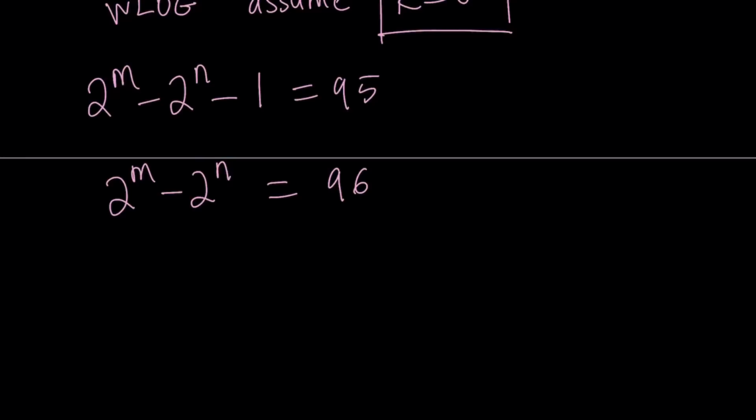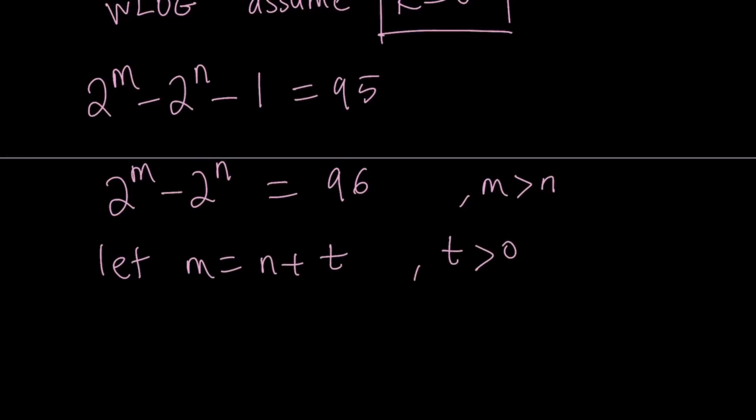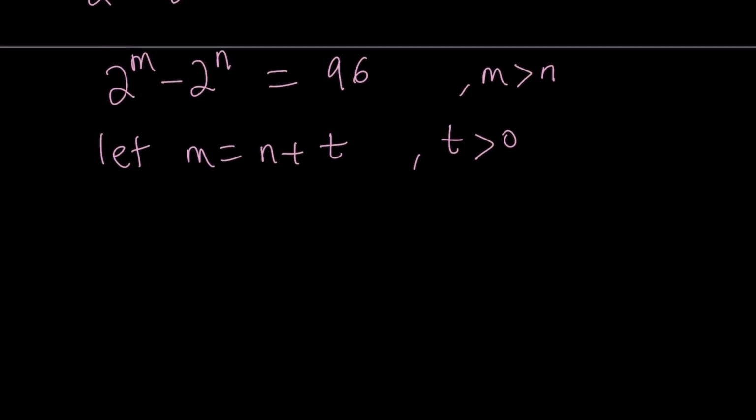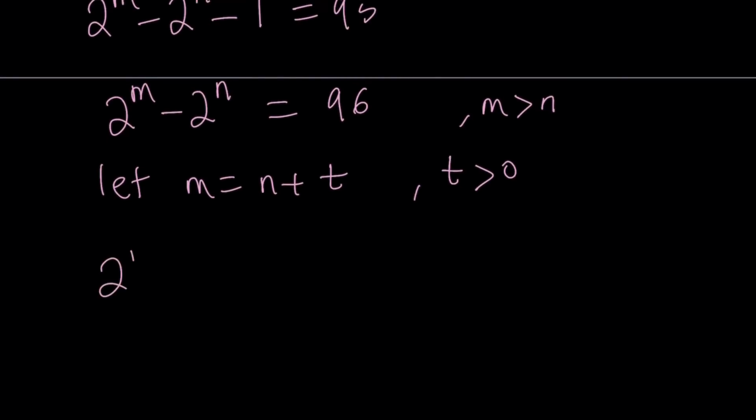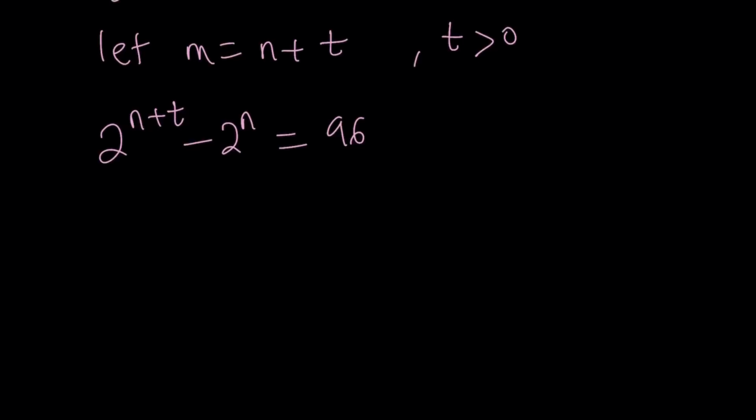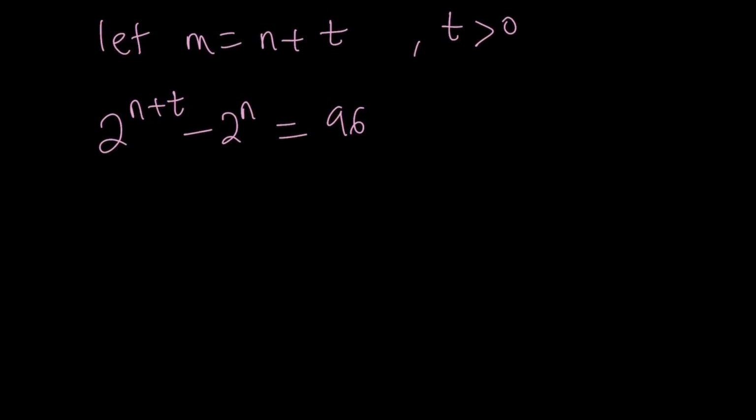In this case, we can see clearly, hopefully, that m is greater than n, because 2 to the power m minus 2 to the power n is positive. So let m equal n plus t, where t is a positive integer. Now let's see what happens if we make this substitution. Replace m with n plus t. You get 2 to the power n plus t minus 2 to the power n equals 96. I know at this point a lot of folks are saying, hey, I already got the answer. Okay, great, but we're just going to solve it algebraically. Yes, definitely you can guess what it is going to be.